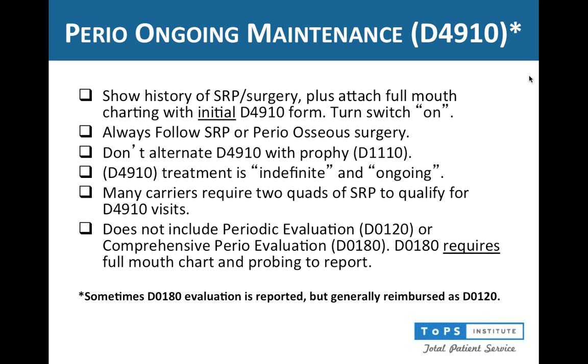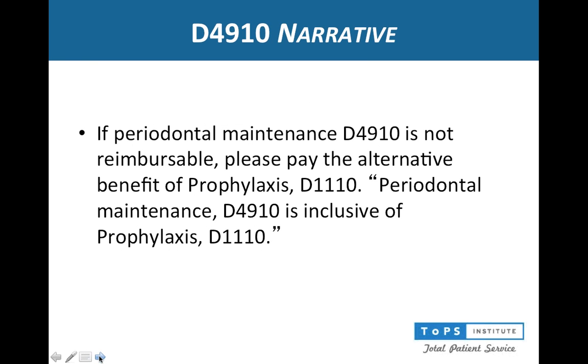Remember that your periodic oral evaluation, the 0120, is not a part of that 4910. And if that patient's had a change in their health status and they've been healthy and we've changed them to the 4910, remember to use the D0180 code, the Comprehensive Periodontal Oral Evaluation. Sometimes it will be reimbursed at the 0120 rate, and that's okay. It's the opportunity for us to be able to make sure that the patients are being billed out properly.